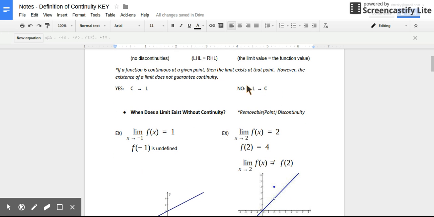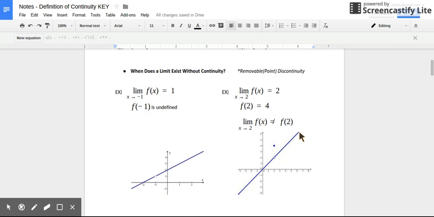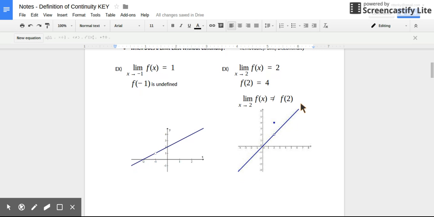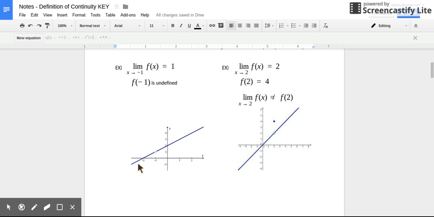When does this happen? When does a limit exist, but the function is not continuous? Well, it happens at what are called removable or point discontinuities. Let's look at this example. In the graph, we can evaluate the limit. If I try and find the limit as I approach -1 from the left, my limit value is approaching 1. If I evaluate my limit at -1 approaching from the right, my limit value is also 1.